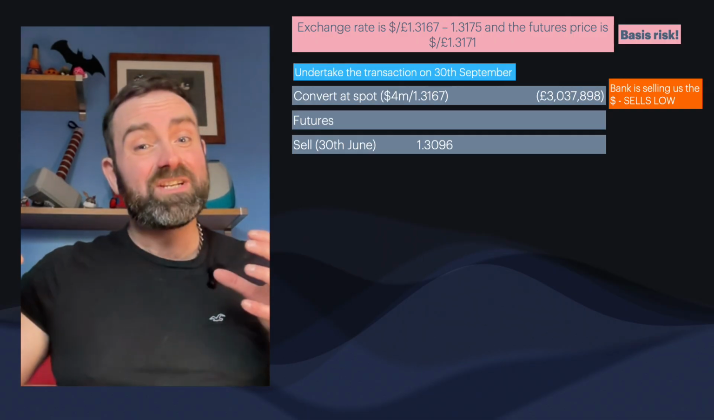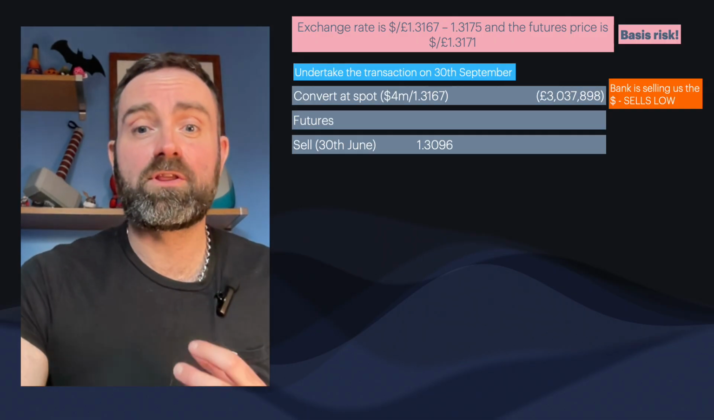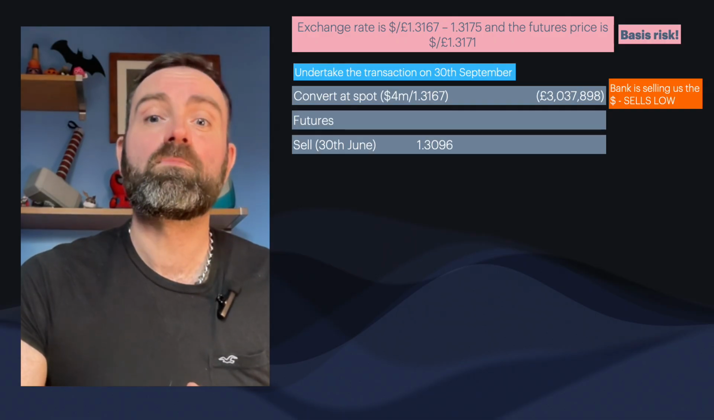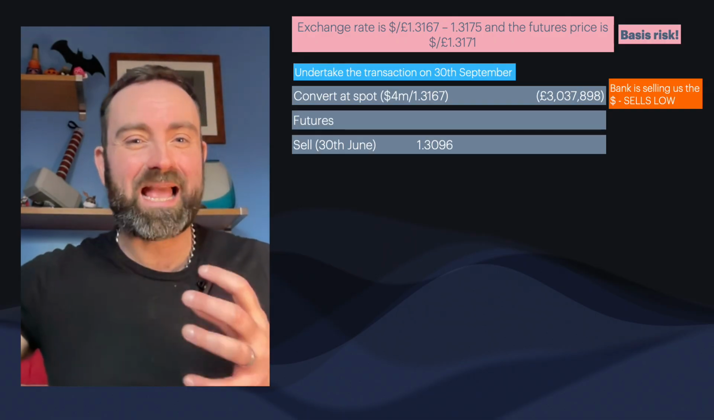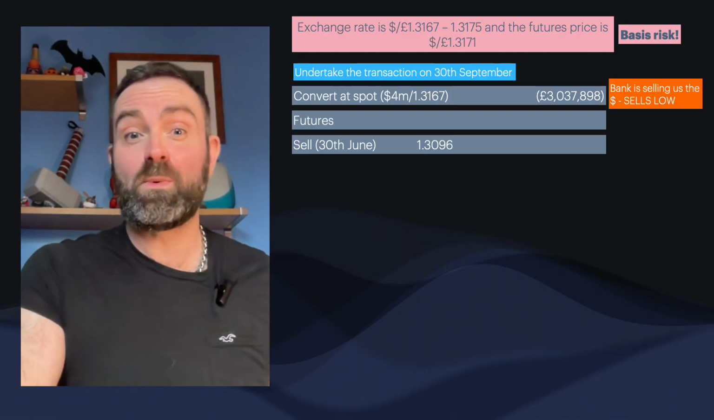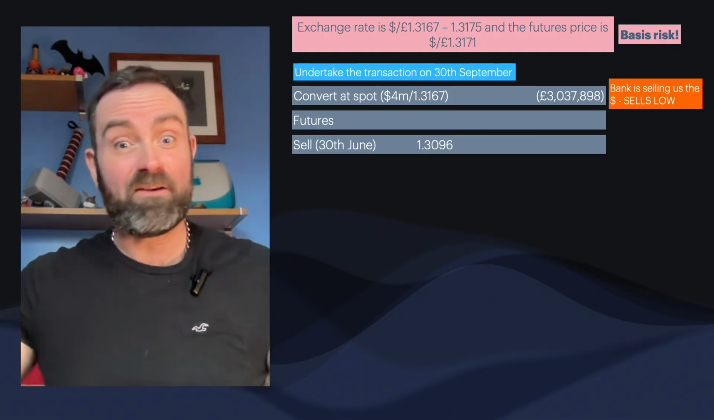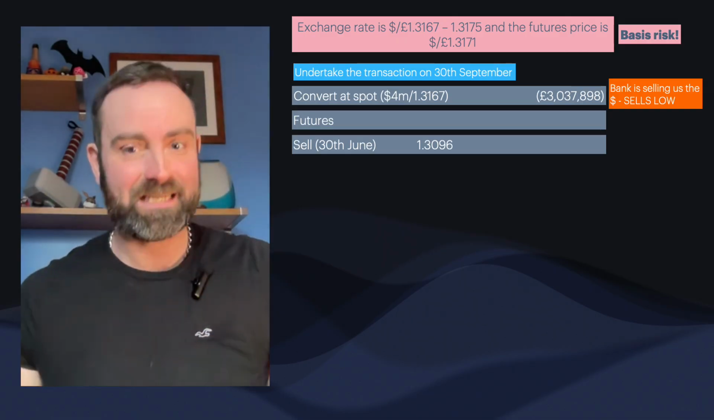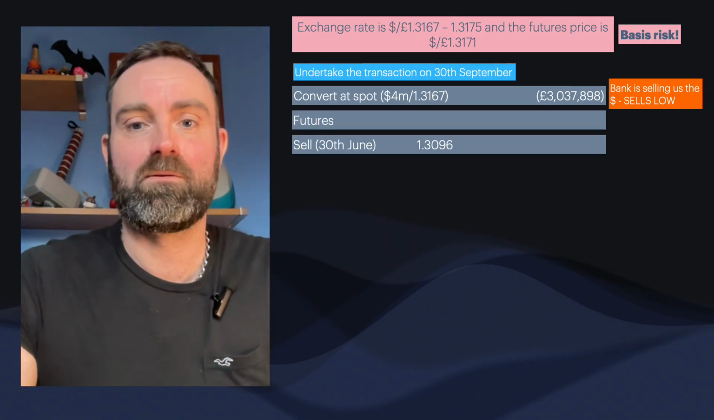What we then need to do on the date of the transaction, so on the 30th of September, we have to do the exact opposite. We have to close the hedge out. So if we sold it on the 30th of June, we have to buy it back in September. If we bought it on the 30th of June, we'd sell it on the 30th of September. Okay?